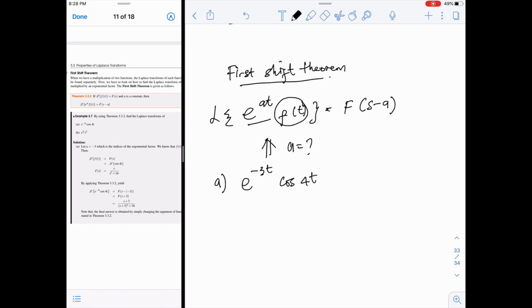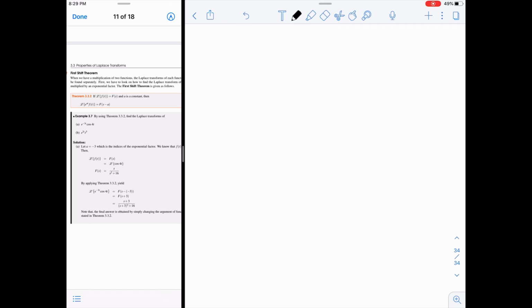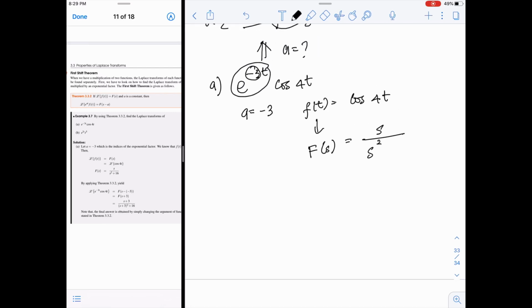So in here, you know that you will get an a over here, which is a equal to negative 3. So this is your a. Now your f(t) is cos 4t. From the f(t) over here, you will get your F(s). So what is your F(s)? According to the table, what you will get is s over s squared plus 4 squared.